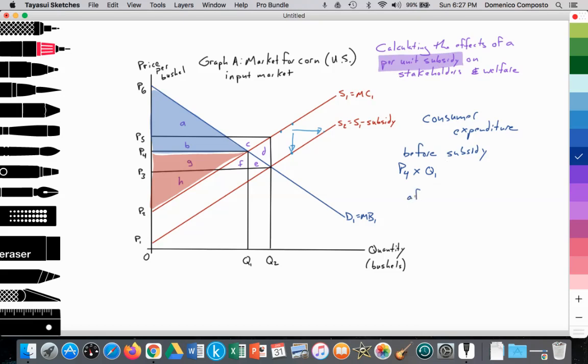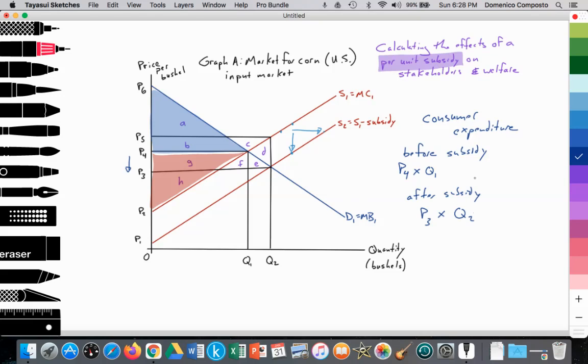And then after the subsidy, consumers pay a lower price, P3, but they consume more units at Q2. So we want to see that consumer spending is at a price of P3 multiplied by a greater quantity being consumed at Q2. All right, so this area was the original, and then we see that the price has fallen for the consumer, and so it becomes P3 times Q2.